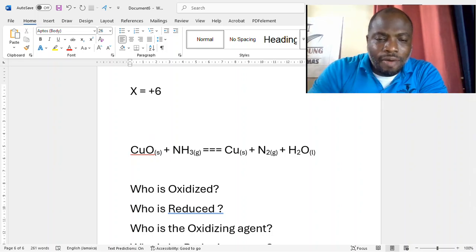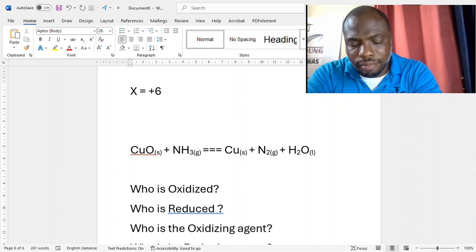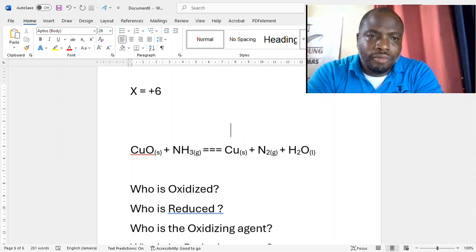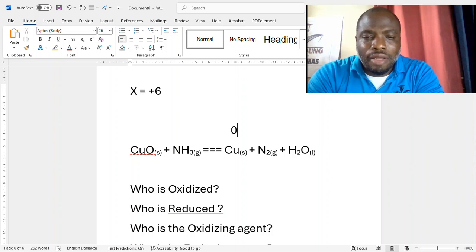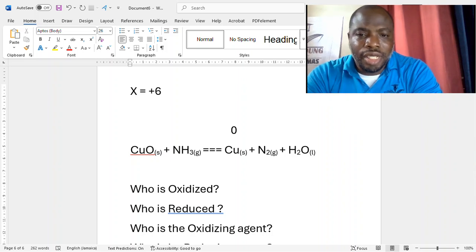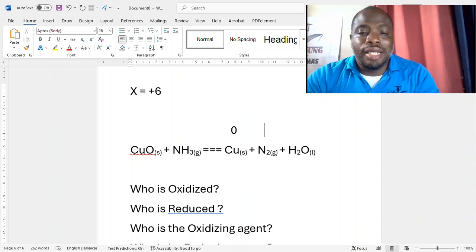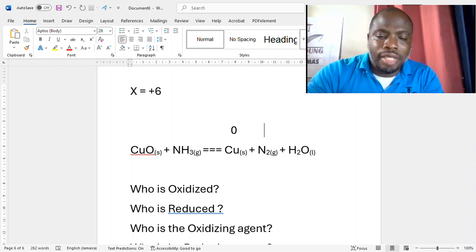We said that copper, what would be the oxidation number for the copper? Copper is by itself, in a bond to nobody. And once that is happening, we know that the oxidation number is 0. Let's work it out. Nitrogen, even though it's 2 atoms of nitrogen, we know that nitrogen is diatomic, and so it's still not bonded to any other element, so the nitrogen is 0.